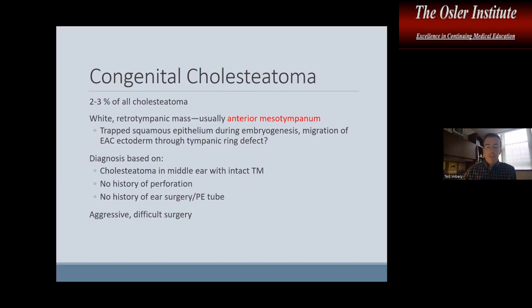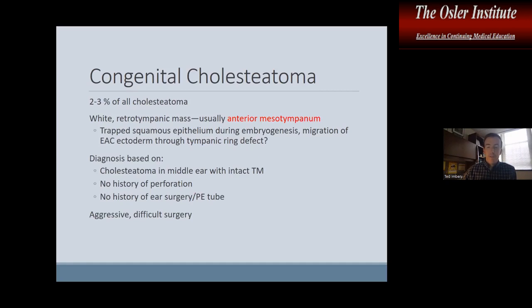So congenital cholesteatoma, this represents a small number of overall cholesteatoma. This is going to present with a white retrotympanic mass, and classically it's going to be kind of anterior superior in the mesotympanum. And well, how does this occur? Well, we think that it's something that happens during embryogenesis, some trapped epithelium, perhaps some abnormal migration of the canal ectoderm through a defect in the tympanic ring.